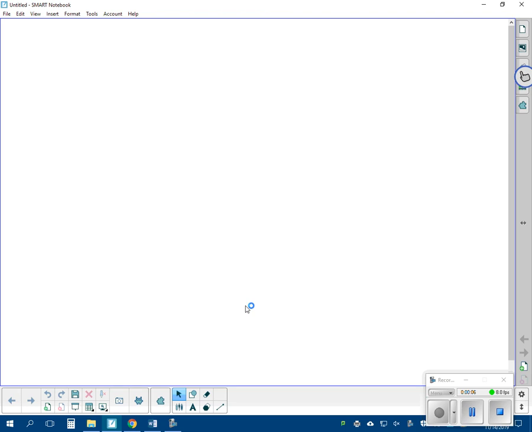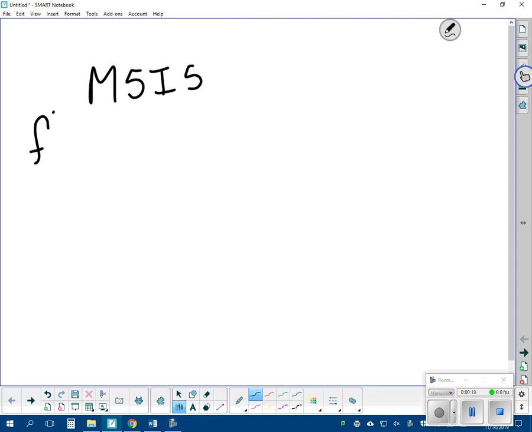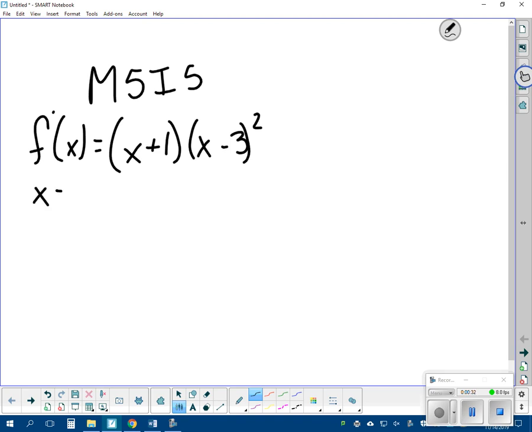Hi guys, we are just going to do one more little thing from Module 5, Investigation 5. Same section we were working on yesterday. Yesterday we looked at this function. It was the very first problem we looked at, and it looked like that. I had asked you what the roots were, and you correctly said -1 and +3.